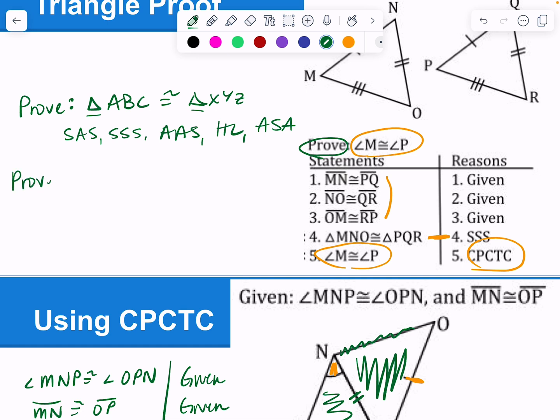If it ends with prove AB is congruent to XY, or angle B is congruent to angle Y, something like that, where it's a side or an angle, you know you will end in CPCTC. That's kind of your landmark. Your landmark is your proof statement, okay? If you have any questions, always ask.